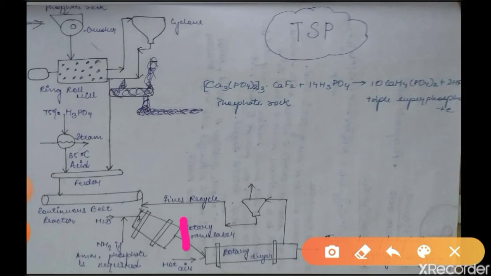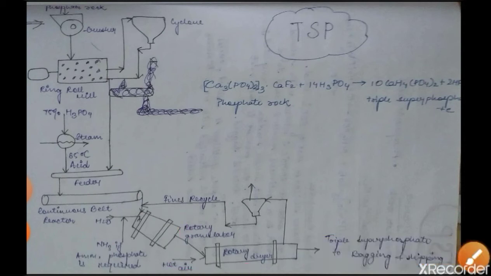From the rotary granulator, it is taken to a rotary dryer. In the rotary granulator, you can see H2O, that is water, is sprayed in order to form free flowing granules, and then from here the granules are taken to a rotary dryer where hot air is also passing through it and the granules are getting dried up, and now they are ready to be packaged and shipped.